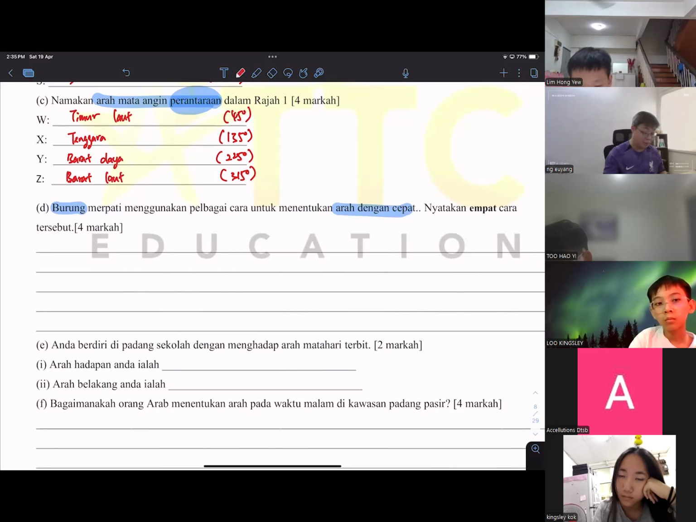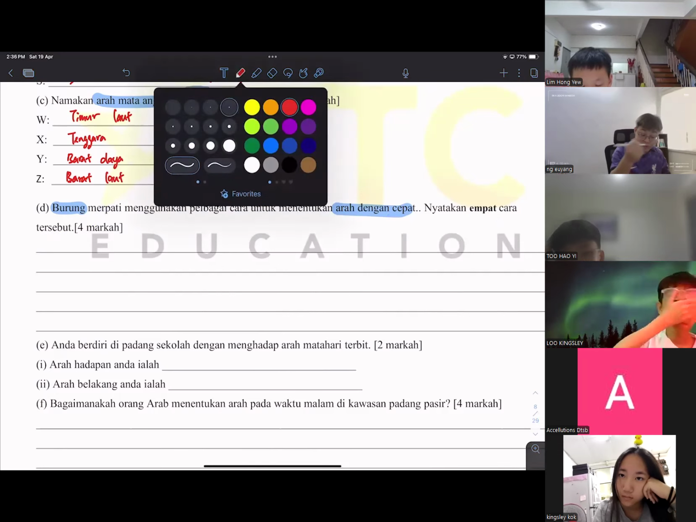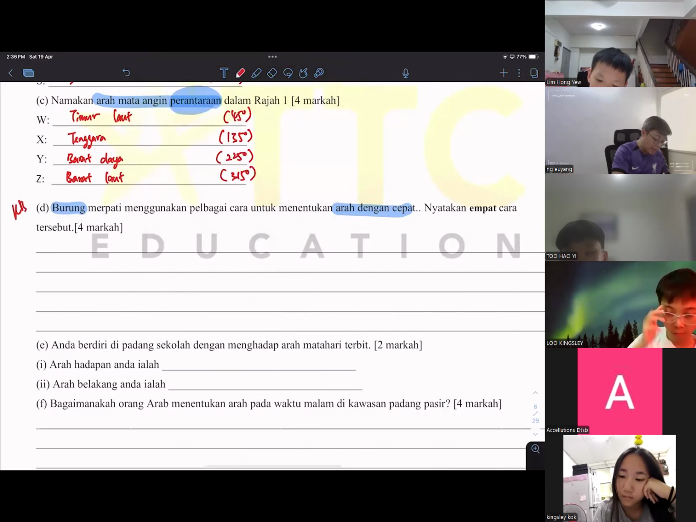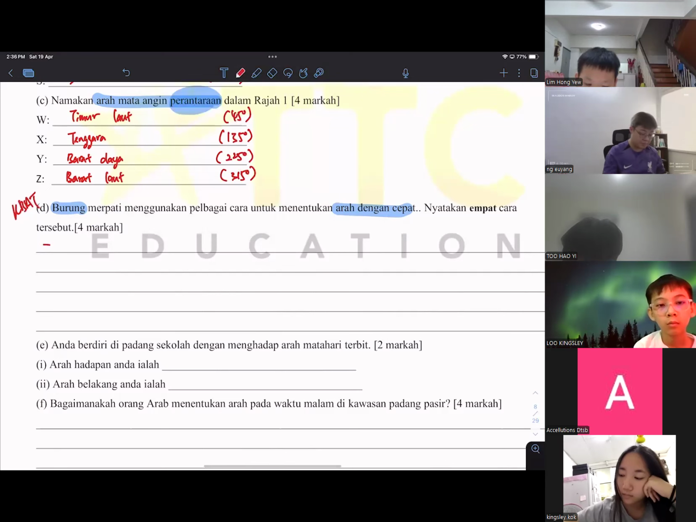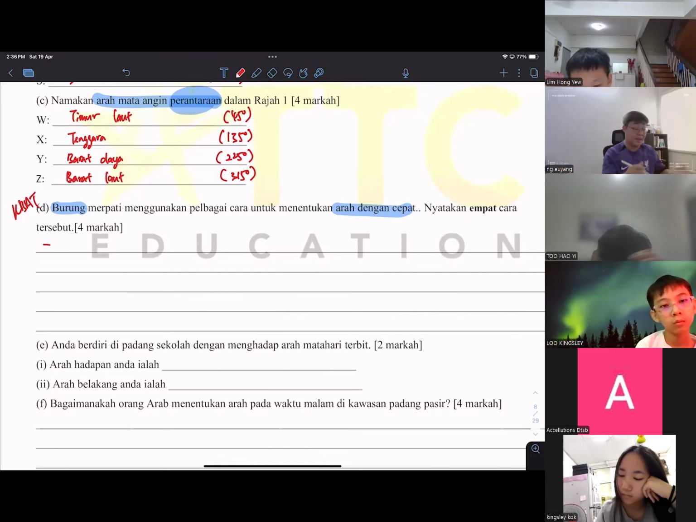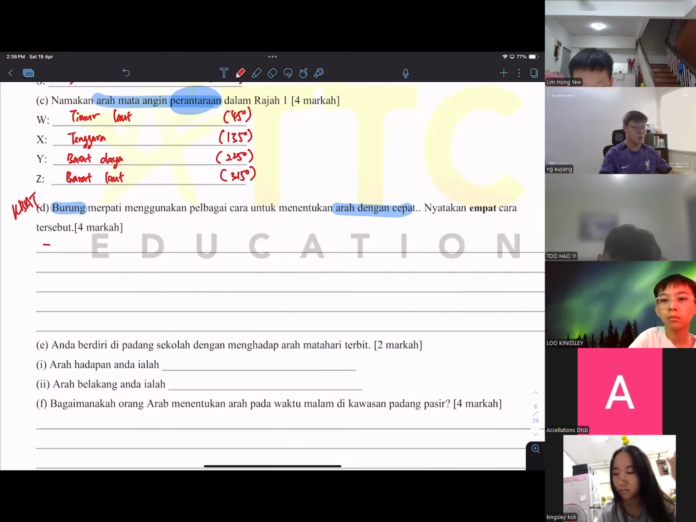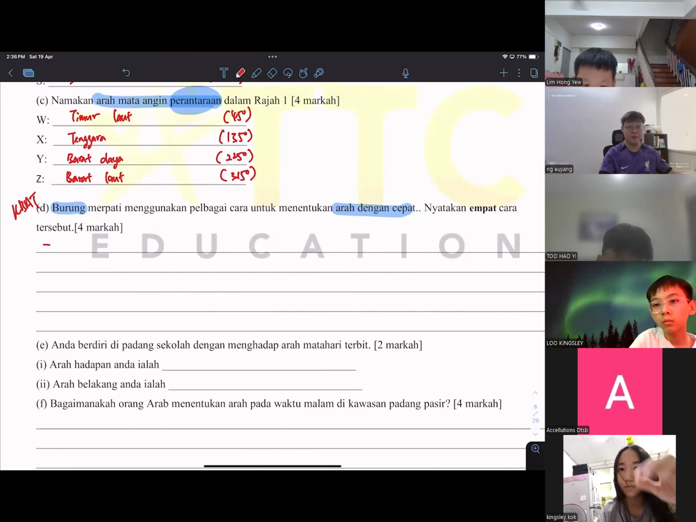So guys, this is what we call a K-bar question. You guys can use your right pen to jot down. This is what we call K-bar direction. So first one, why can the bird fly according to the direction? We already have two methods.